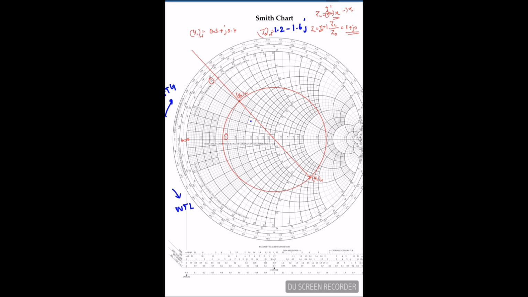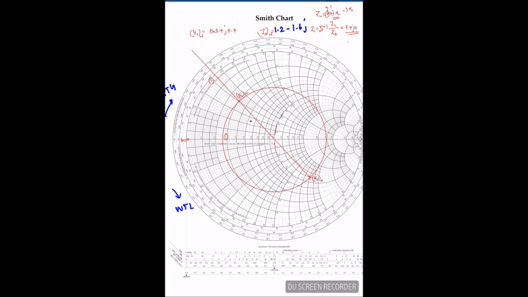Okay, so the very next step is that wherever this admittance is, I have to bring it to r equals 1. This is r equals 0.3 now. I have to bring it to r equals 1. To do that, I have to know where the r equals 1 circle is. I know that the r equals 1 circle is here. This is the r equals 1 circle.